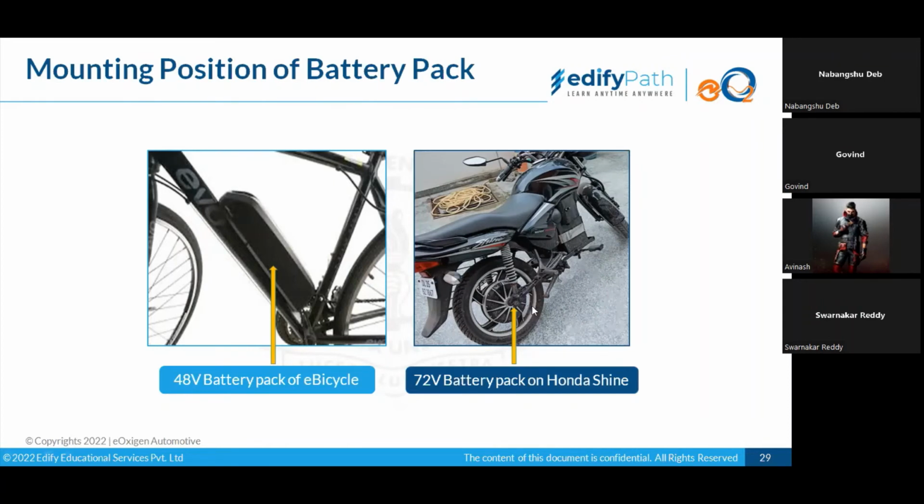As I told you, if you're using a hub motor, normally you will have to use this double shocker suspension system. Here it is a 48 volt battery pack for an e-cycle, and here you see a 72 volt battery pack on a Honda Shine. This Honda Shine has been re-engineered into an electrical vehicle.